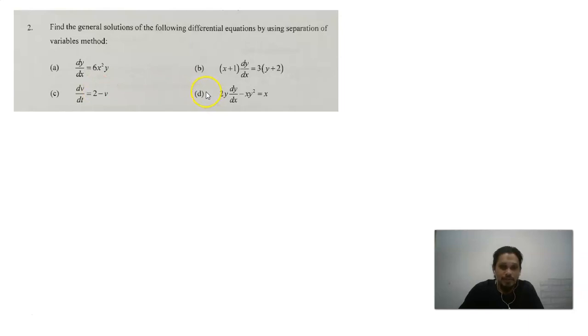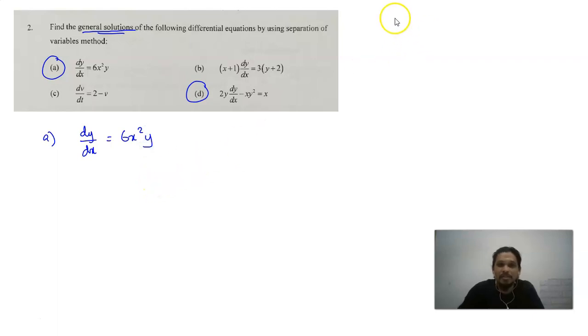Okay, so I'm not going to solve or show the solution for every single question here. I'm going to choose might be one or two for each. Let's say if I choose question A and question D. Find the general solution. General solution means that the function of the answers will end up with a constant of C. Okay, so for example, for question number 2a, we got dy/dx equal to 6x squared y.